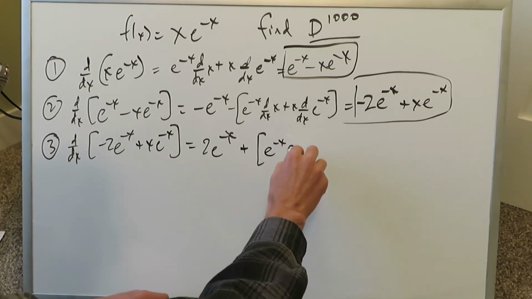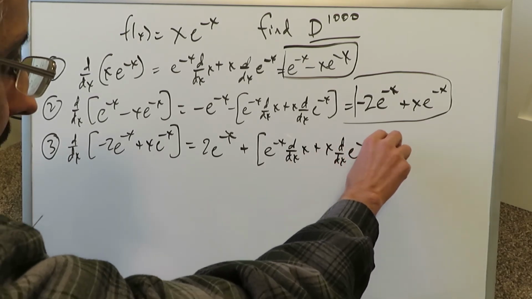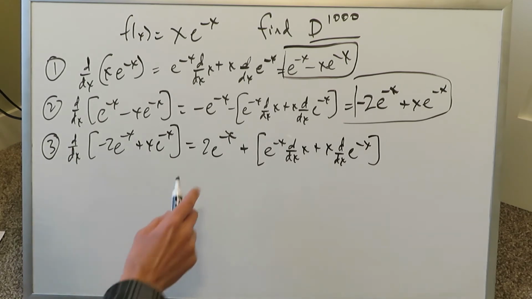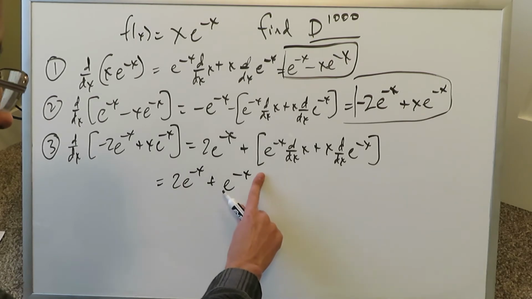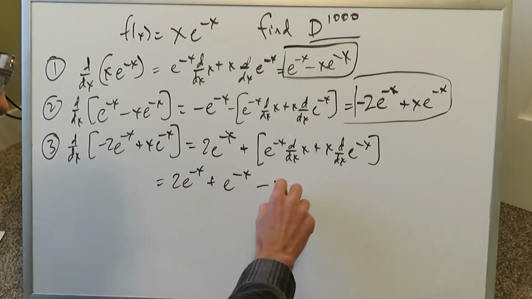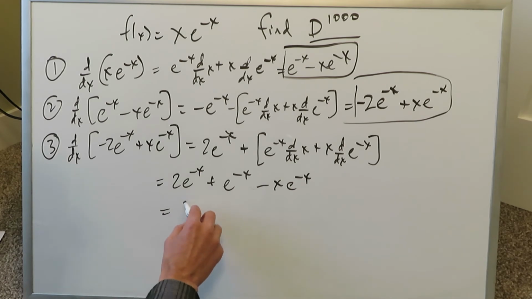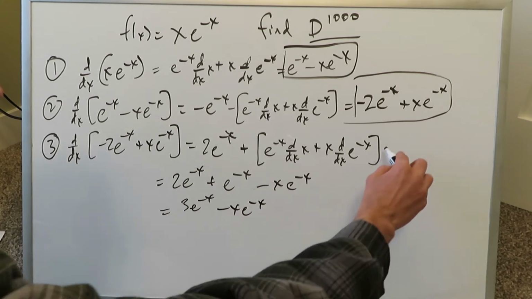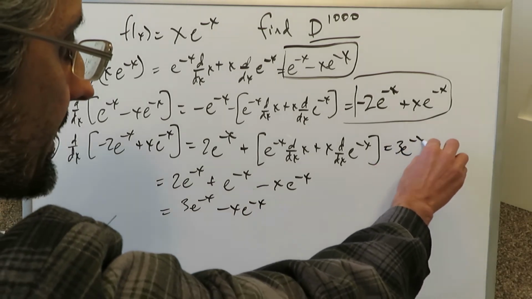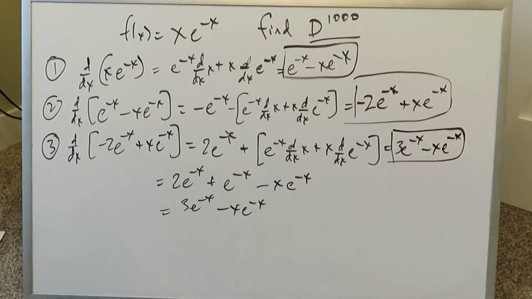We'll have e to the minus x times the derivative of x, plus x times the derivative of e to the minus x. Some of you can probably do most of this in your head and do it much quicker than I'm doing it. Here we'll have e to the minus x. Here we'll have a minus x e to the minus x. Accumulate everything here, and what do we end up getting? We end up getting 3e to the minus x. You can't do much with this, so we'll just put it over here. 3e to the minus x, and that right there is my third derivative outcome.